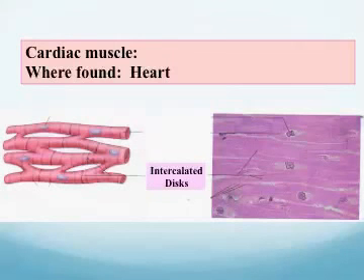If you look at the diagram, you see that we have short cylinders. They are parallel, however, they have some branching. There's only one nucleus in each muscle cell. It is hard to distinguish one muscle cell from another because of the branching.